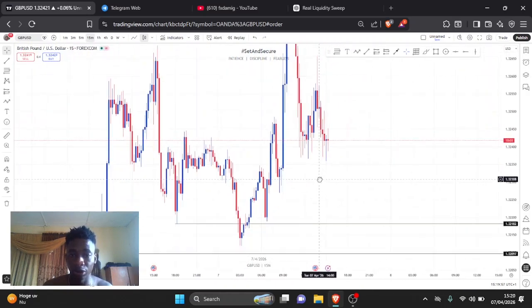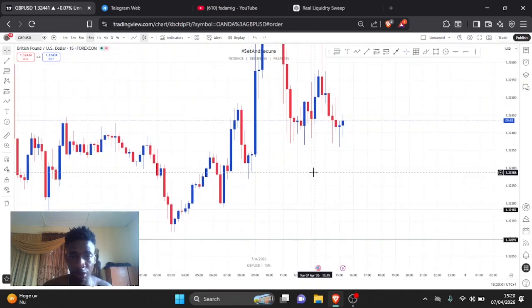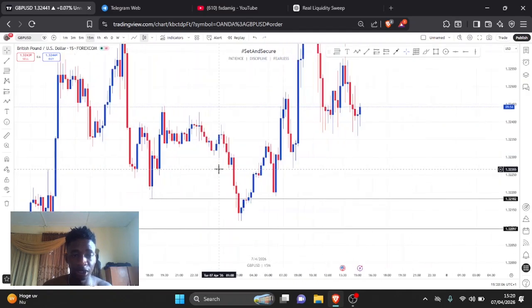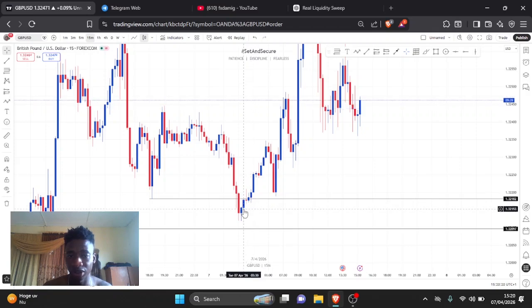On the 15 minutes, we had two different things. The first thing we had was this liquidity here. It was taken, but on the 15 minutes you might think this is a breakout, whereas this isn't a breakout. This is literally a fake out. You get what I mean? This is literally a fake out.